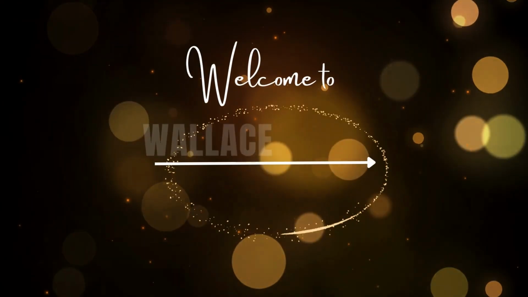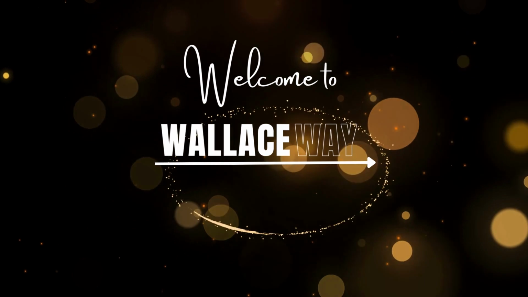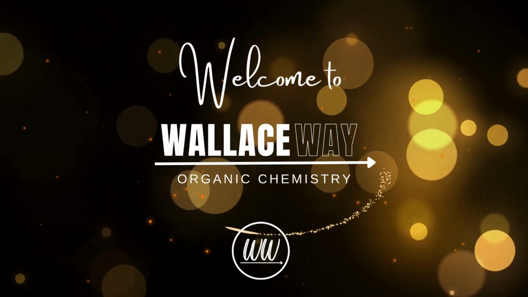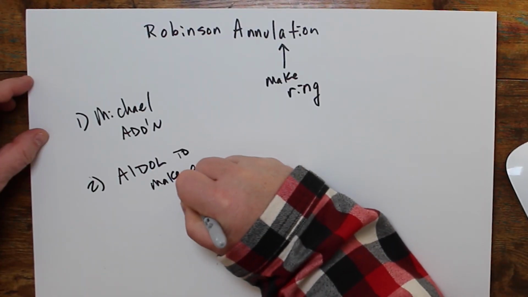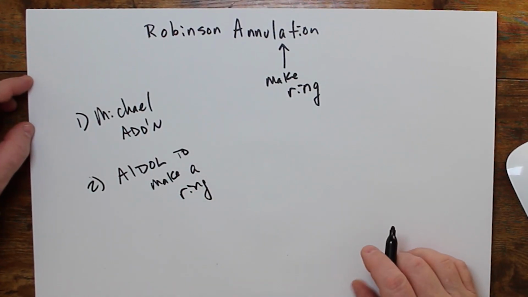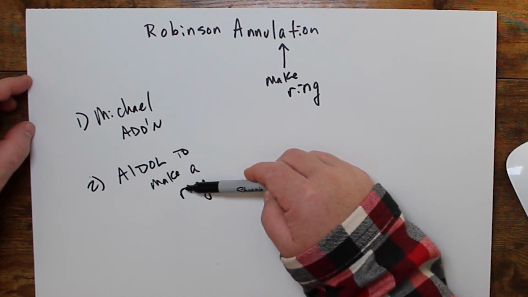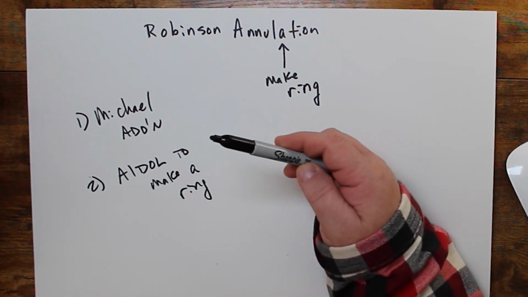In this video, we're going to look at the Robinson annulation. Let's jump right in. There are two reactions in the Robinson annulation. One is a Michael addition, and two, there's an Aldol reaction, an Aldol condensation, in order to make the ring. So let's look at an example.